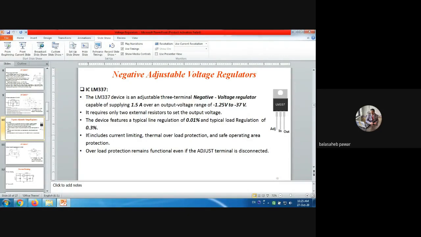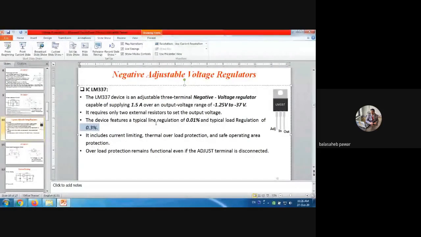Then it will provide the output regulated as minus 20. Same as that of LM317, the typical line regulation for LM337 is 0.01%, and the load regulation differs slightly. In case of LM317, it was 0.1%, and over here it is 0.3%. So this is the small difference in terms of percentage load regulation.